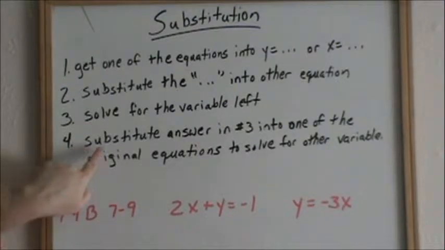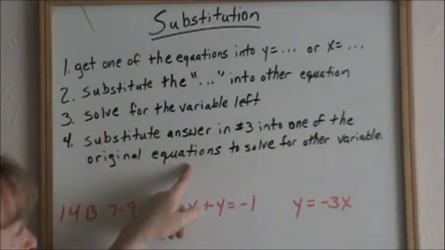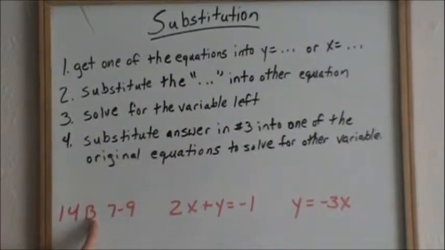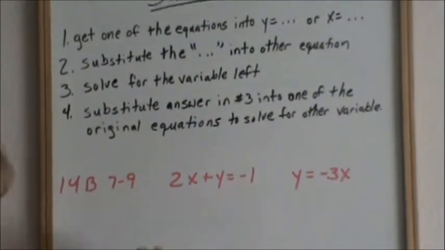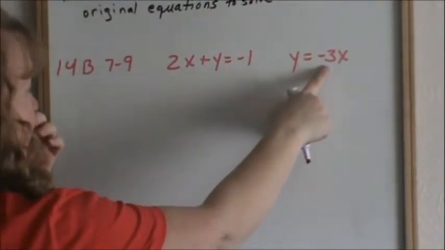The fourth thing is substitute your answer from number 3 back into one of the original equations to solve for the other variable. Okay? Let's look at 14b, 7 through 9. 2x plus y equals -1 and y equals -3x.